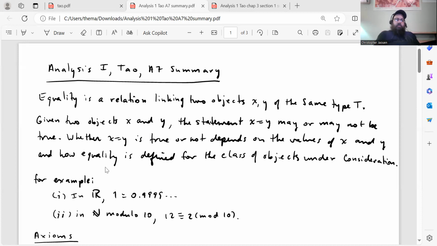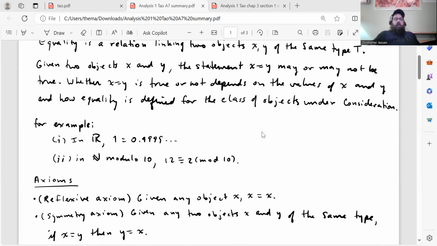And he gives some examples. So, for example, in the real numbers, 1 is equal to 0.99999 going on forever. Also in the natural numbers modulo 10, 12 is considered to be congruent modulo 10 to 2 modulo 10, congruent being an example of an equivalence relation, which we'll talk about in a second. But these are just some examples of some less obvious cases of equality of two things.